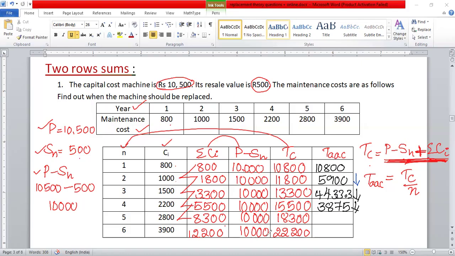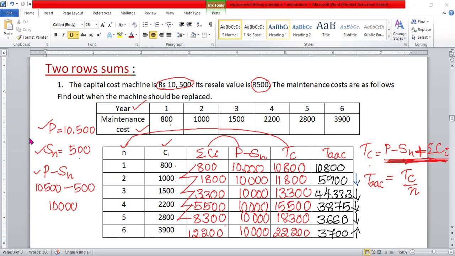Similarly, 18,300 divided by 5. So I got 3,660. Okay. Compared to 3875 it decreases. Last one, 22,200 divided by 6. Yes, 3,700. Compared to 3,660, 3,700 increases. Guys, very important here.